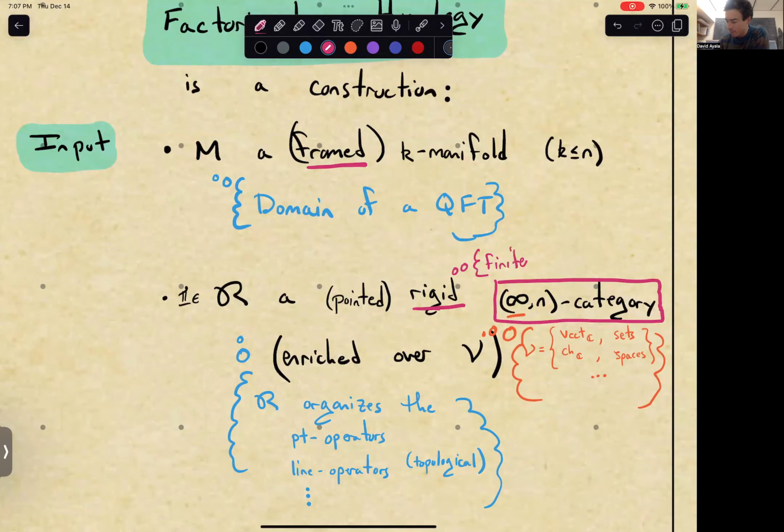And we also choose an object that we usually think of as the unit inside of it. Okay. There's more words here. Enriched over V. And here are some cases for what that V is. V could be complex vector spaces, or it could be chain complexes over C, or it could be sets, or it could be spaces.